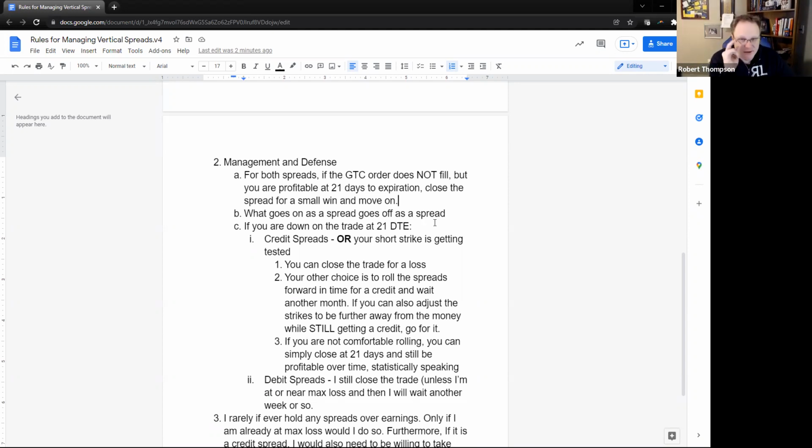This is one of the very, very important key ways that I don't get assigned and don't get margin called. Because no matter what, I'm gone by 21 days to expiration.